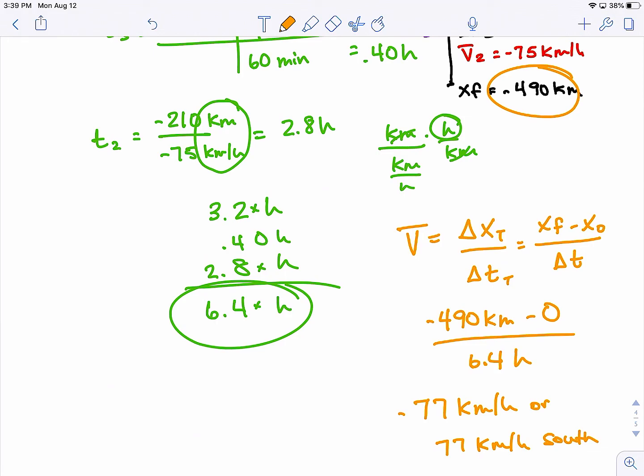Okay, one more way you could do this is the total displacement is the individual displacements added together, vector addition, and so that would be negative 290 kilometers plus negative 210 kilometers.